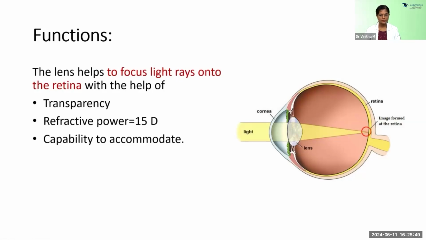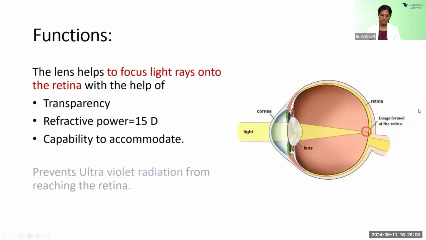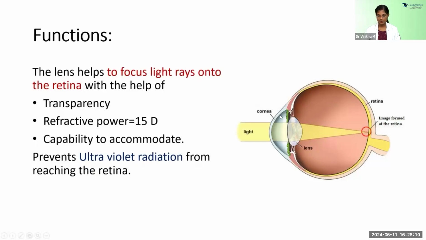Functions of lens. Lens helps us see by focusing the light rays onto the retina with the help of its transparency, its refractive power of 15 diopter, while the rest is contributed by the cornea, and its capacity to accommodate. It also prevents the ultraviolet radiation coming from outside from reaching the retina.